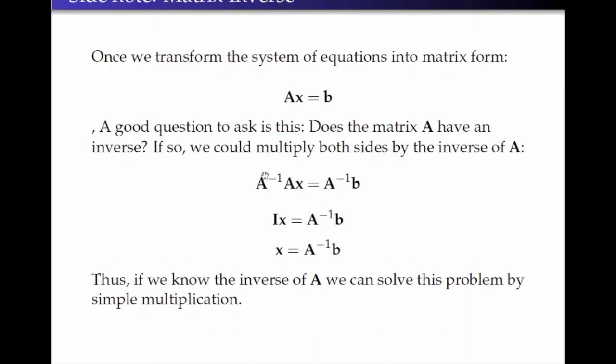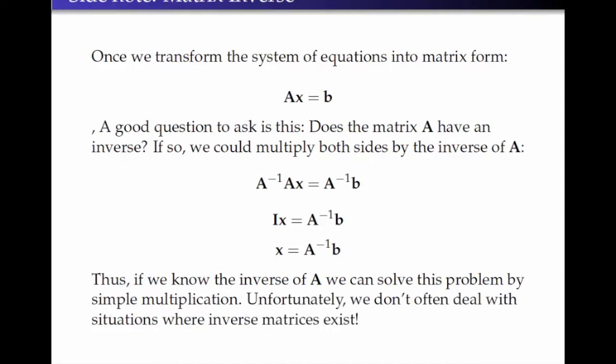And you'll notice here that A inverse times A equals the identity. And the identity times anything is that thing. So the identity times X is just X. So here is a quick way for me to solve for the unknown vector X. So if we know the inverse of A, then we can solve this problem by simple multiplication. However, you must be very careful not to assume that a matrix has an inverse. And, unfortunately, we don't often deal with situations where the inverse matrices do exist.